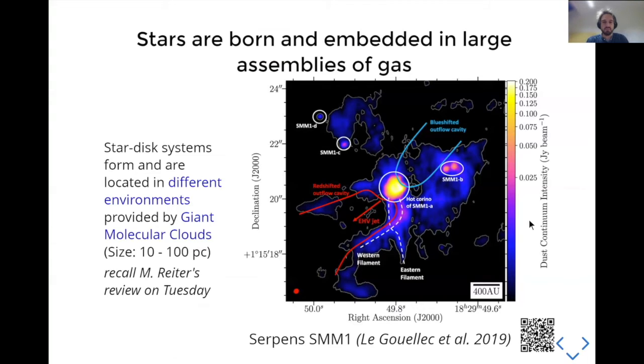As an introduction, what's the motivation for the study? Let's go back to the beginning of our workshop when Megan gave a nice review about star formation, where she pointed out that stars are not isolated entities, but actually form in filamentary structures, and they are located in different environments, as we also discussed here in this workshop. So there is certainly an importance there in having these really different initial conditions.